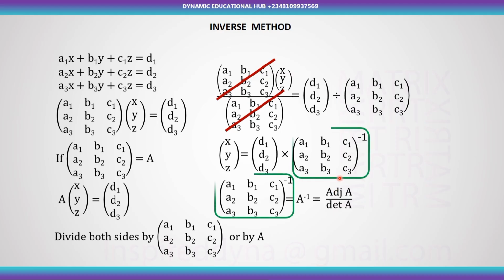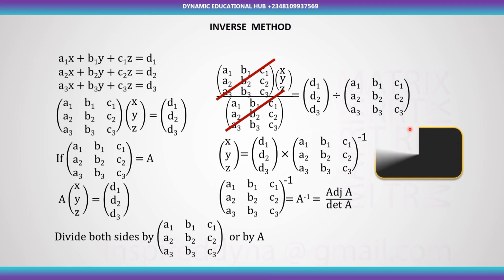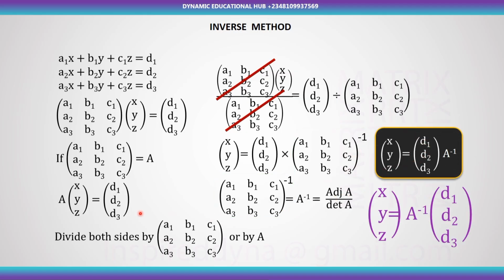Finally, we can see that to find the matrix x, y, z, it is going to be the inverse of matrix A multiplied by the constants here.